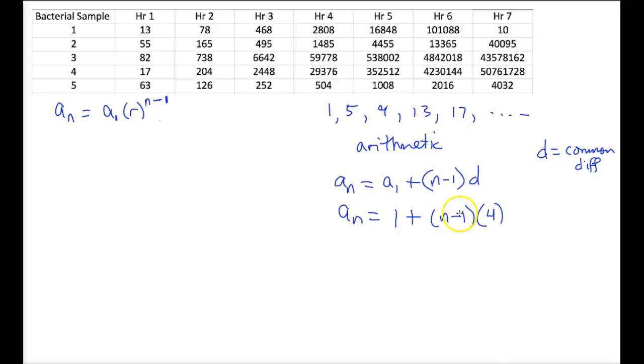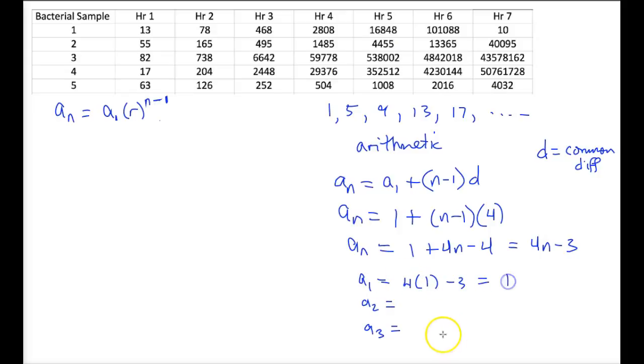My d is 4 in this case. So if I wanted to write this more fancy, I could simplify by saying 1 plus 4n minus 4, which ends up being 4n minus 3. From that, if I wanted to list the first few numbers in the sequence, a sub 1, a sub 2, a sub 3, where the number tells you which term in the sequence you're trying to get, I plug in a 1 right here: 4 times 1 minus 3 gets you 1, because 4 times 1 is 4.